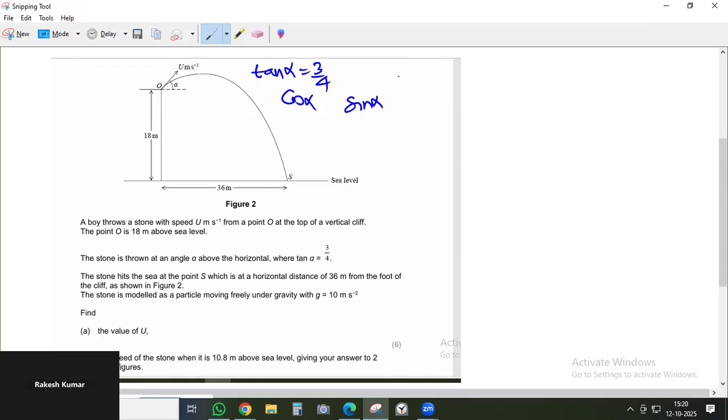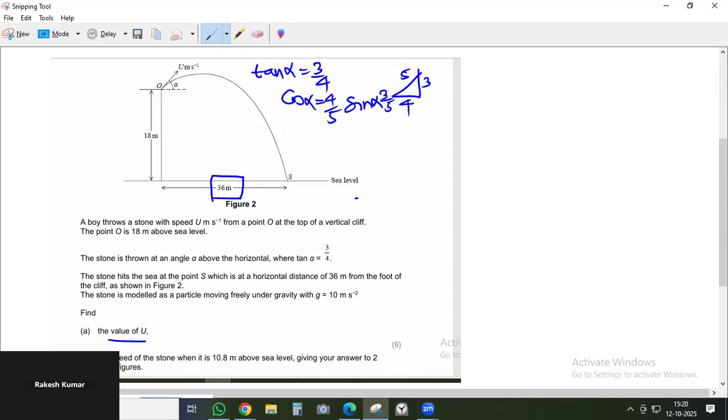You know that you have a triangle, right? So this is 4 and this is 3, and then this would be 5. So the hypotenuse is 5. So cos alpha would be 4 by 5 and sin alpha would be 3 by 5. I get this. Then the other data he has given is that this hits at 36 meters, and he's asking me u.